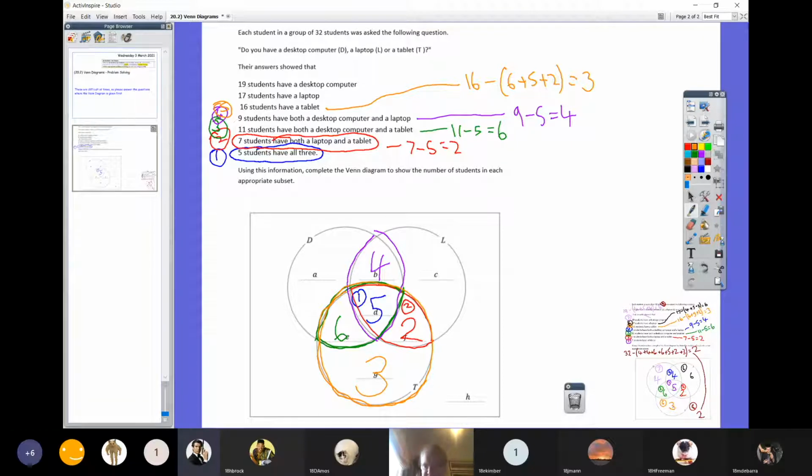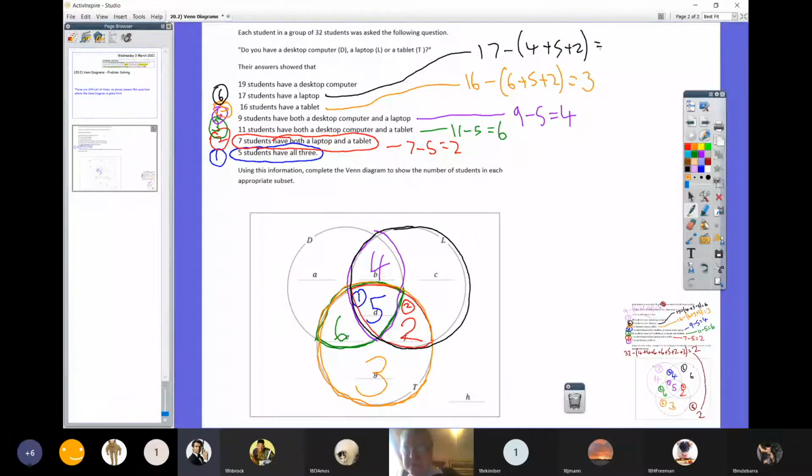Now 17 kids, let's move over to black. 17 kids have a laptop, so that's the L circle. That area has to add up to 17 in total. I've already in that circle got a 4, 5 and a 2. So that's 9, 10, 11. So that's going to be 6 there.